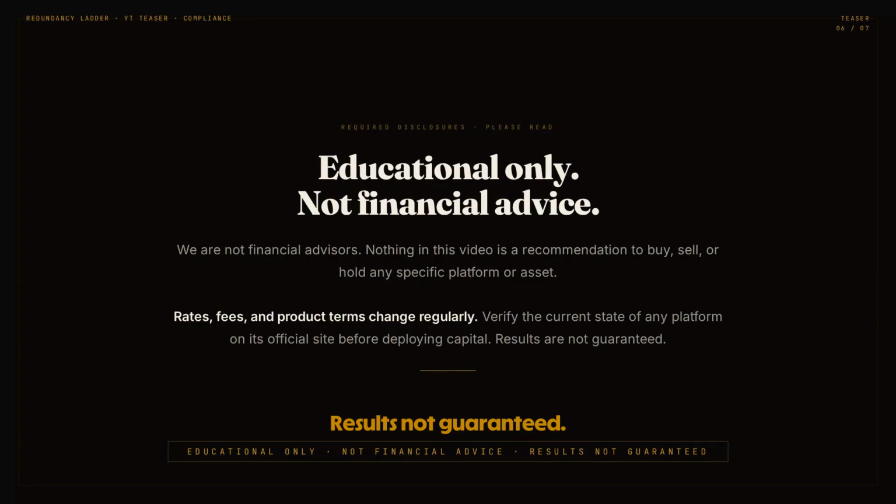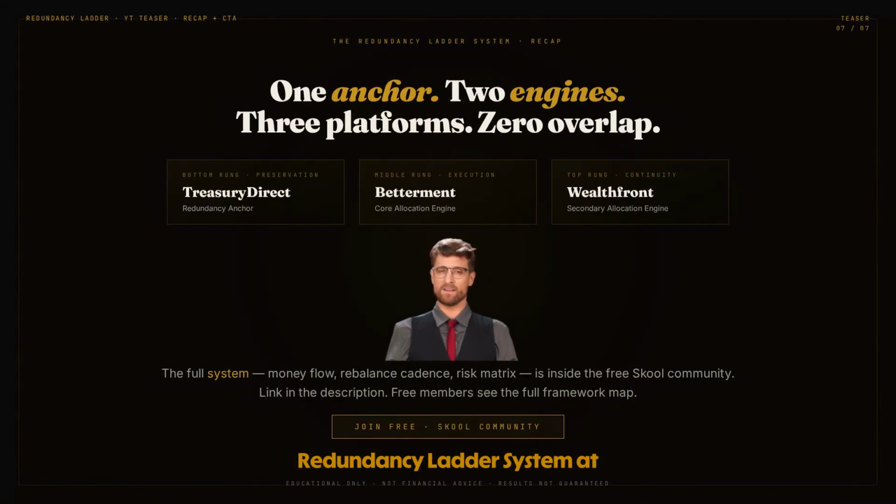Results not guaranteed. So that is the Redundancy Ladder System at the framework level. 1 anchor, 1 core allocation engine, 1 secondary allocation engine, 3 platforms, 3 roles, no overlap.